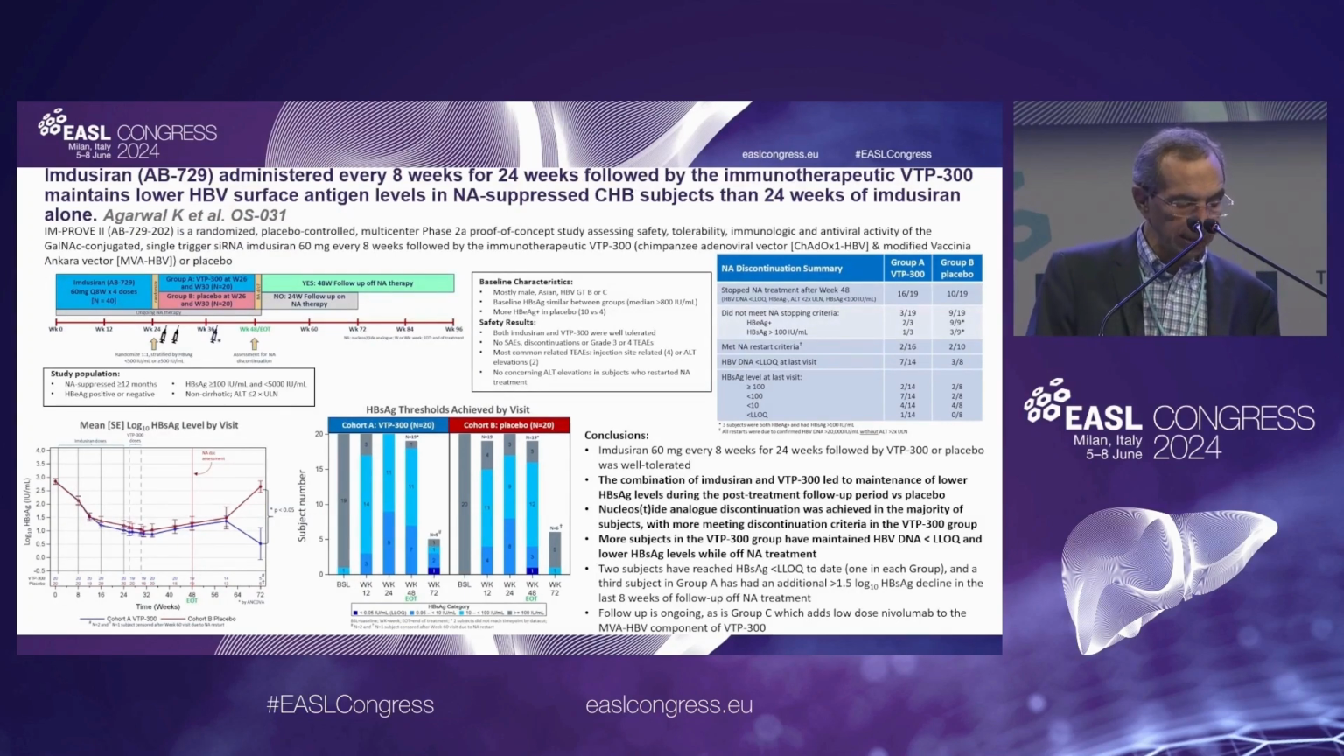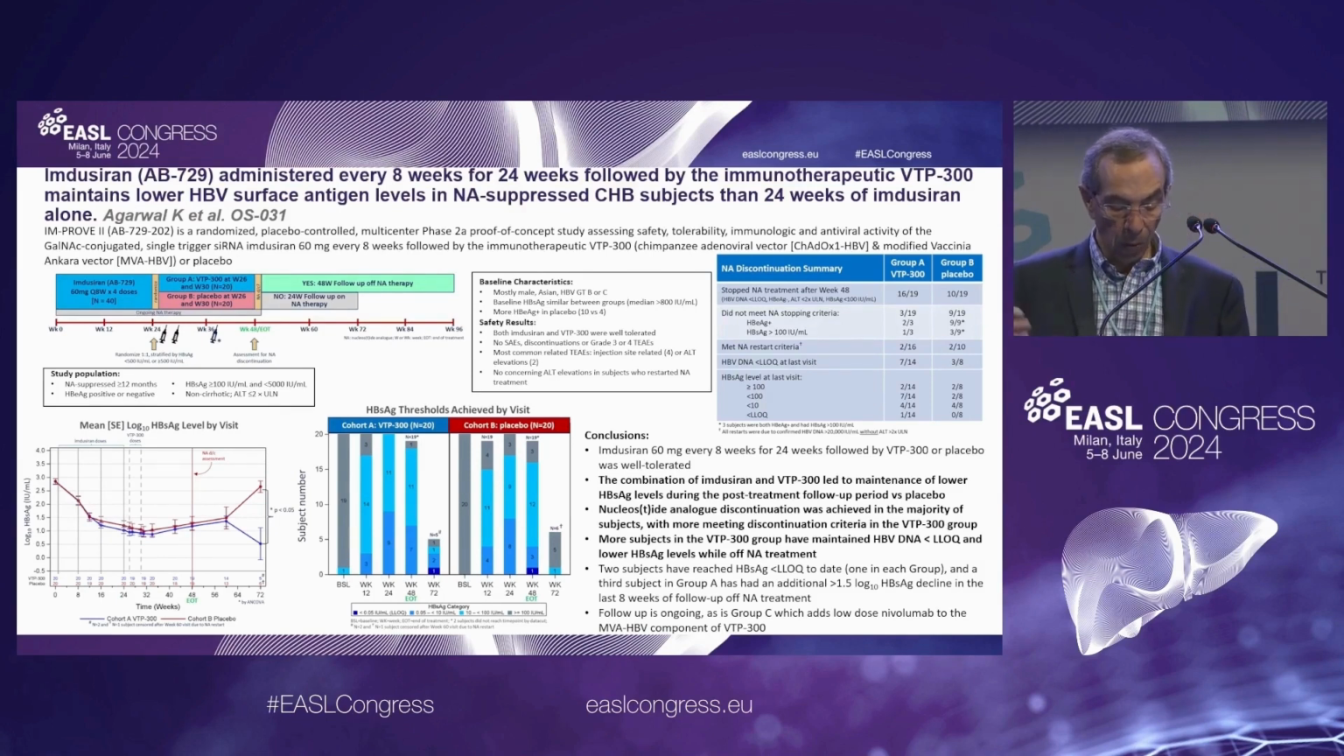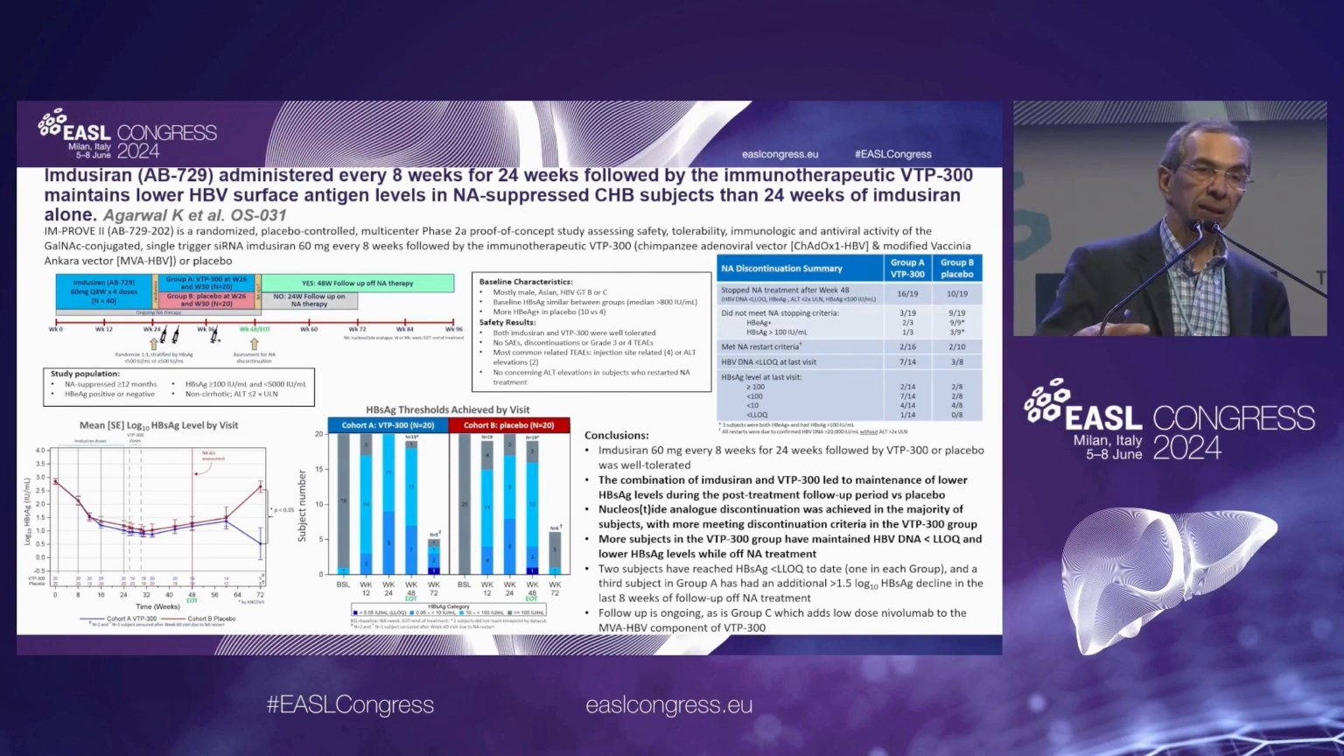Another very interesting study was the combination of imdusiran administered with a therapeutic vaccine, VTP-300, in nuke-suppressed patients. And in that study, what was very important is that the combination of imdusiran with the therapeutic vaccine led to maintenance of lower HBs antigen during the post-treatment follow-up period versus the placebo. And the nuke discontinuation was achieved in the majority of patients, with more patients meeting discontinuation criteria in the group receiving the therapeutic vaccine.